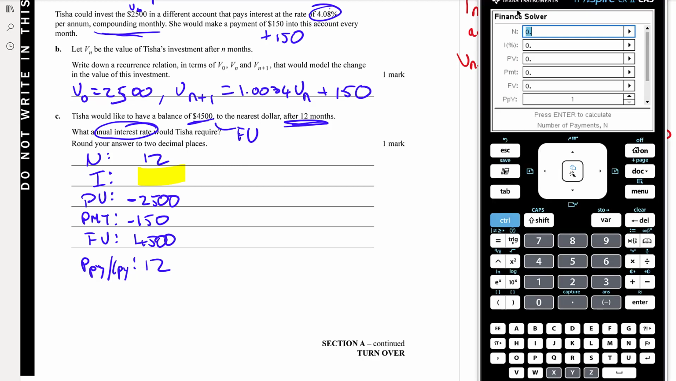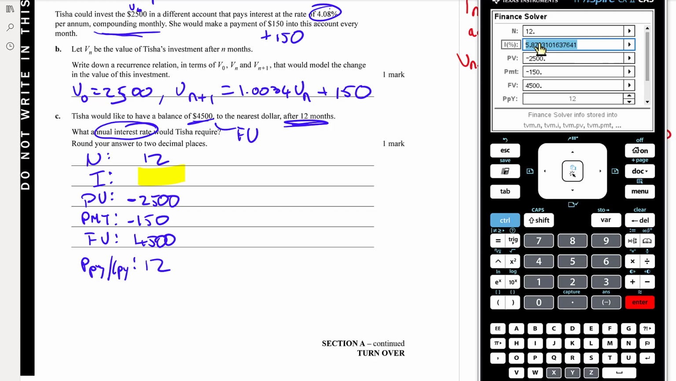So when you put that in your calculator, let's have a look. N is going to be 12. Then that's going to be 2.5. And I need to make sure I put the minus on there. Payment's going to be minus as well. FV is going to be 4.5. PPY is going to be 12. So we're going to go back up to our interest, and because that's the one we're interested in, we can press enter at that point.